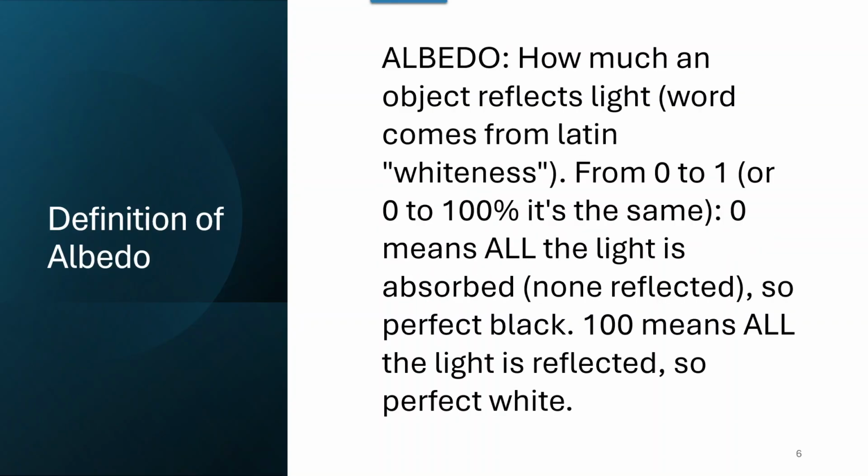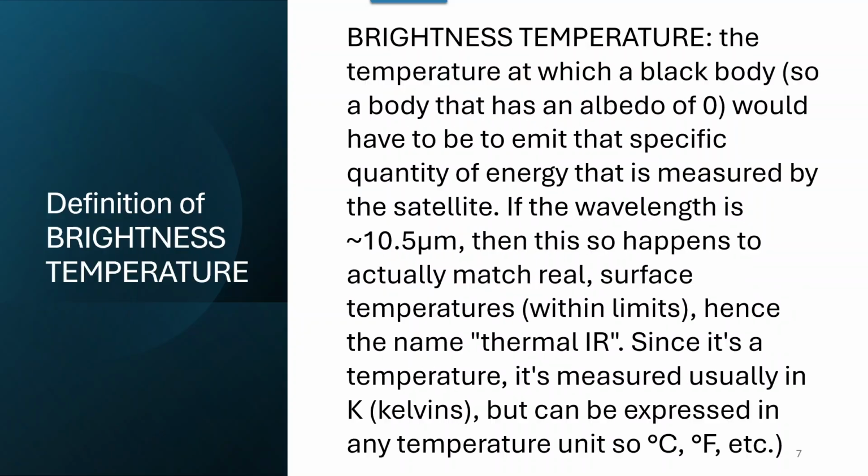Well, what in the world is albedo? Well, it's how much an object reflects light. It comes from a Latin word meaning whiteness, and it's commonly measured from 0 to 1 or 0 to 100%. 0 means all the light is absorbed. In other words, none is reflected. So, perfect black. 100 means all the light is reflected. So, perfect white.